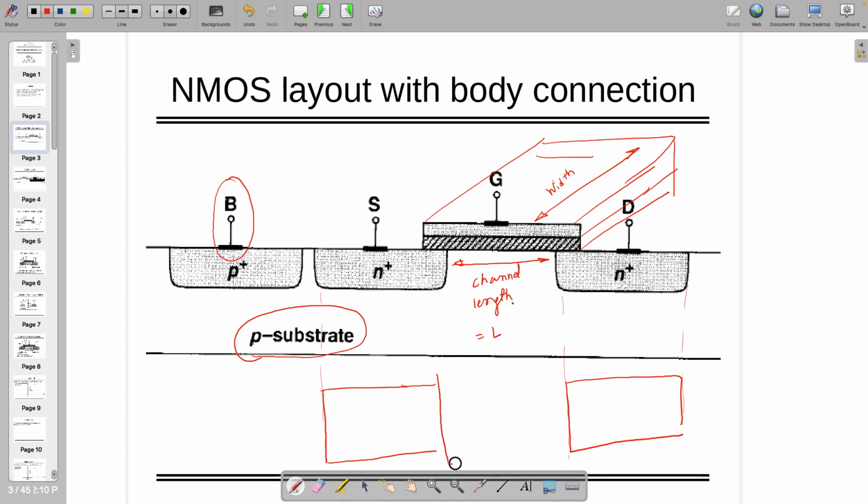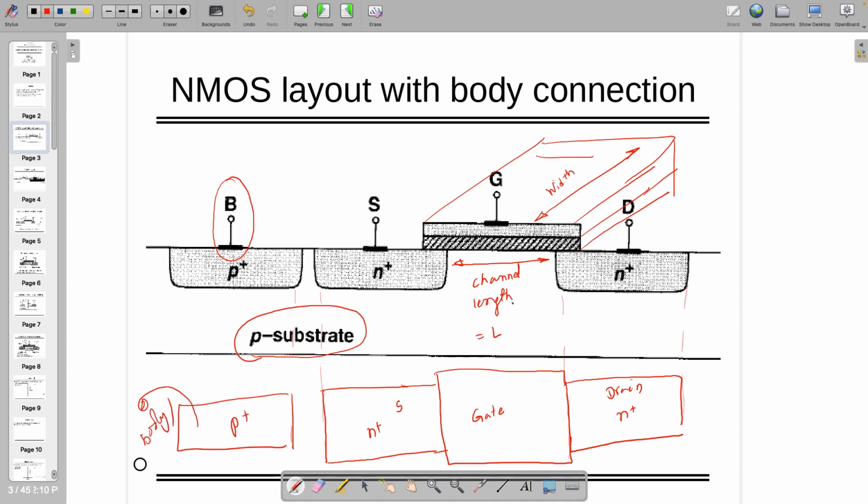Generally the middle area is a little bit extended. This one is gate. This one, I'm writing N plus, and this is source. This is N plus and drain. And if you look at here, this is a P plus, which is giving me body or substrate or bulk, whatever name you want to call. All are synonyms of each other.